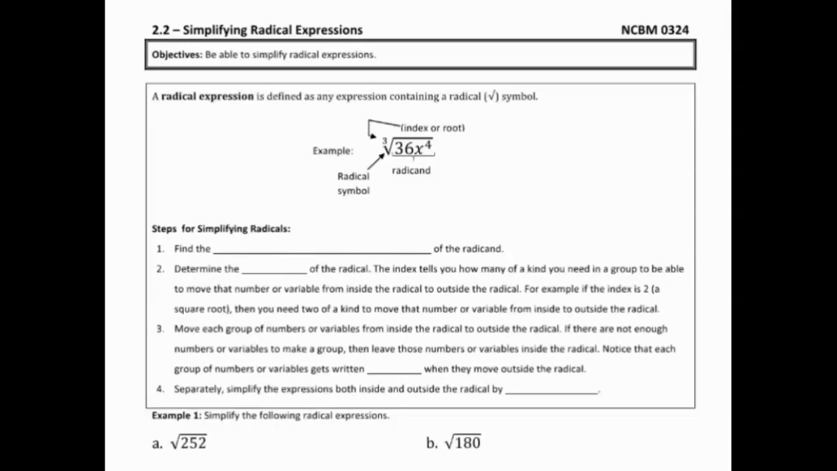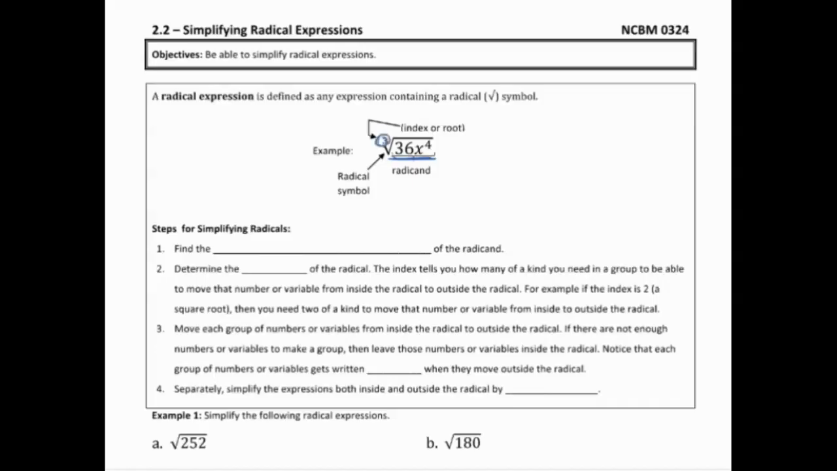Section 2.2 Simplifying Radical Expressions. Our objectives are to be able to simplify radical expressions. A radical expression is defined as any expression containing a radical symbol. For example, we have the cube root of 36x to the fourth. The number inside the root is called the radicand. This number outside is called the index.